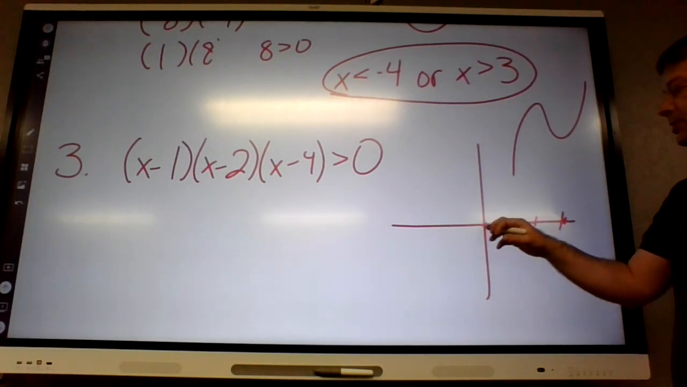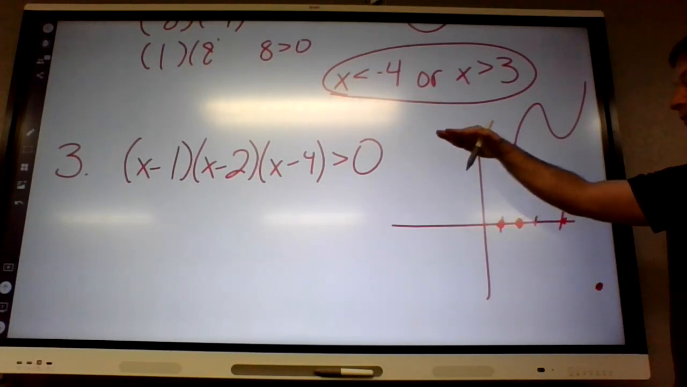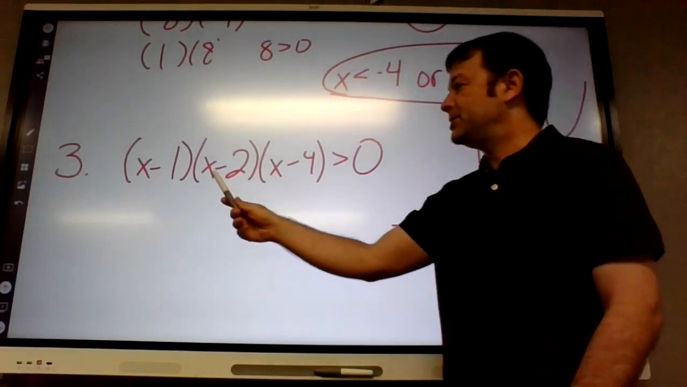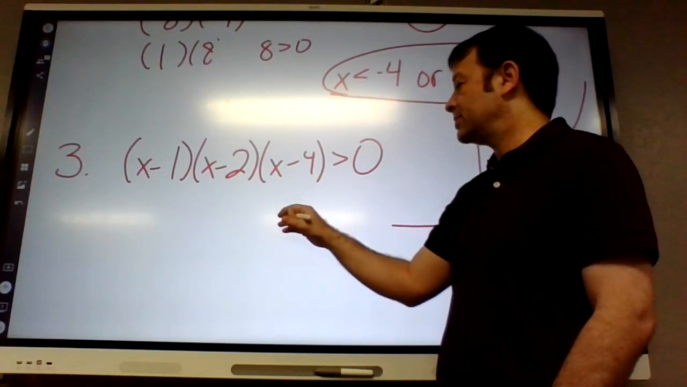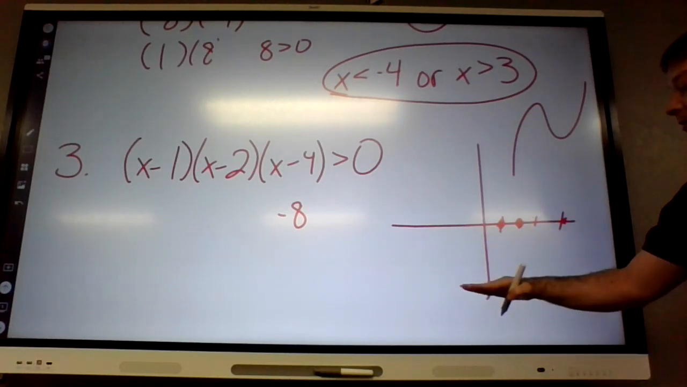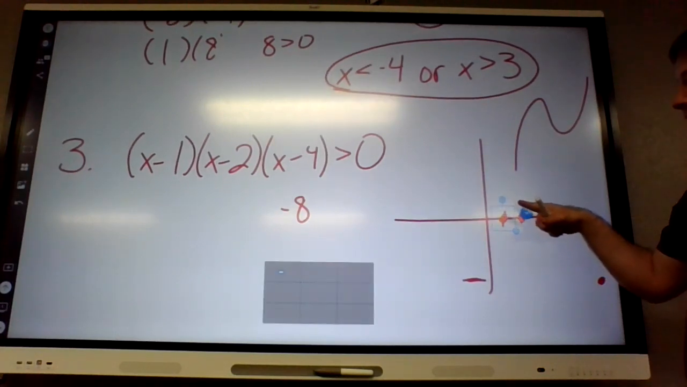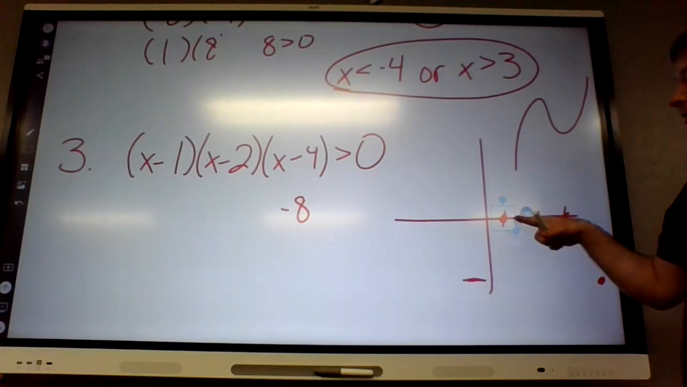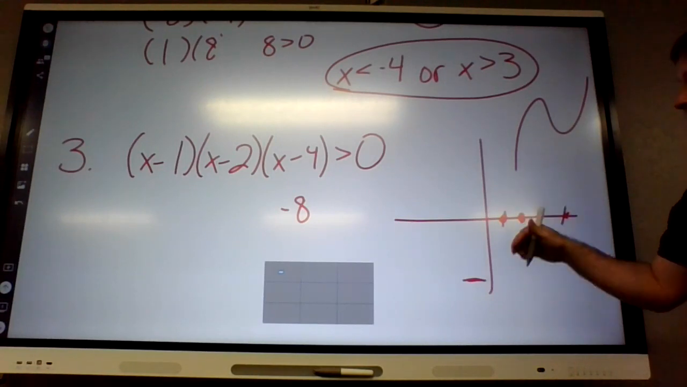What you could do is plug in, let's say x is 0, and see if the graph is up or down right here. So if I plug in 0, I get 0 minus 1 times 0 minus 2, which is -1 times -2 is 2, times -4 is -8. So when I plug in 0, the graph is down here in the negative. But at x equals 1, it's crossing the x-axis. So if I plug in like 1.5, I should expect it to be up here, unless it's a double root. Okay, does that make sense?